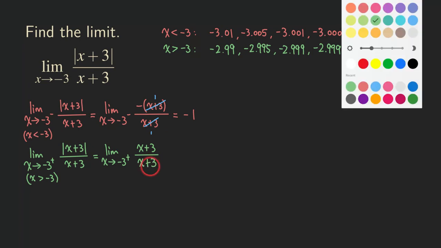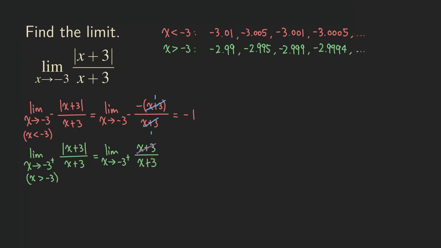And do you see what's going on here? We can do the canceling here. We can cancel the x plus 3 into a 1 and a 1 here. And so what is our final answer? Our final answer is just 1. Okay, so basically we are done with this problem.